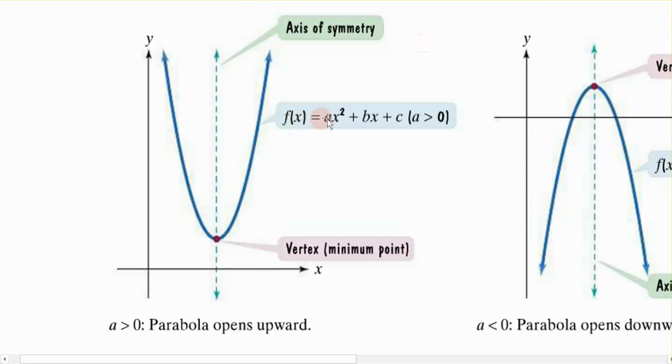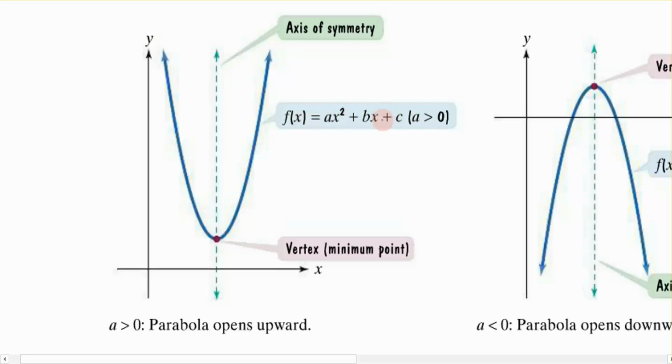First of all, our quadratic function is given as ax squared plus bx plus c. This is actually what I would call the general form of a quadratic function. You know it's quadratic simply because the variable x is raised to the highest power of 2. That makes it quadratic.